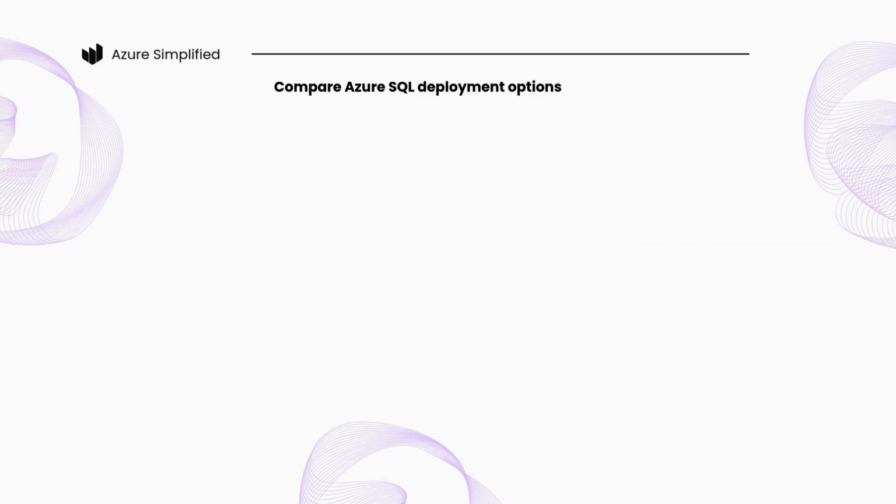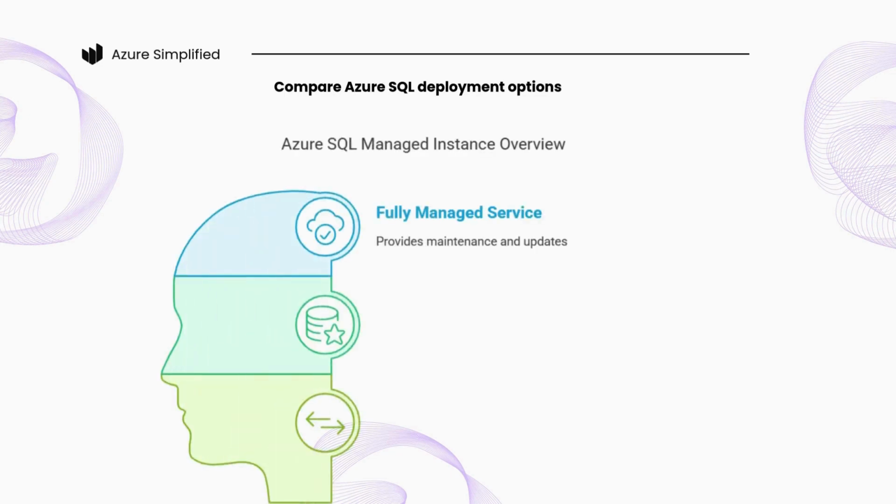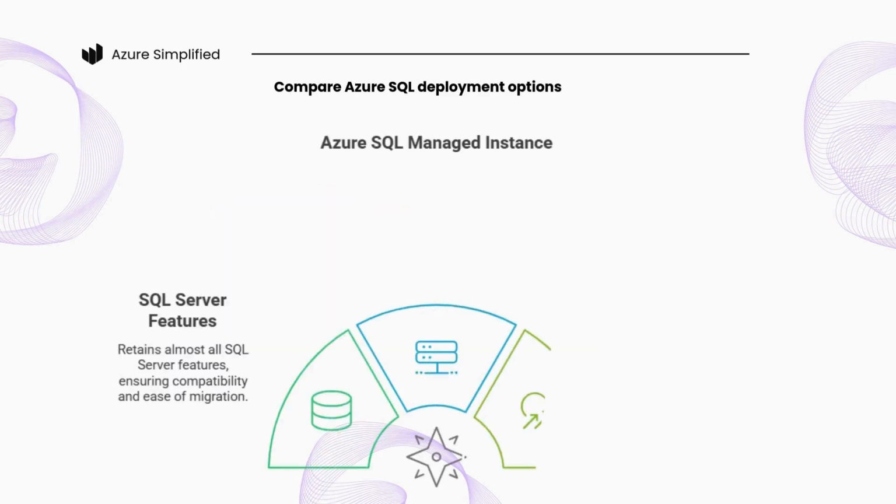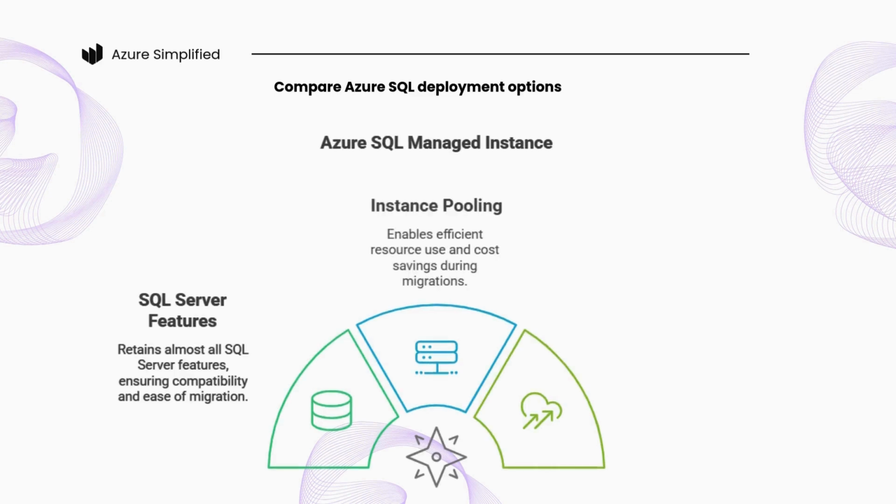Azure SQL Managed Instance, best for lift and shift migrations. What it is? A fully managed SQL Server platform as a service, PaaS, offering. Retains almost all SQL Server features, making it ideal for migrating existing on-premises databases. Key benefits: supports most SQL Server features, including SQL Server Agent and native virtual networks. Instance pooling for efficient migrations and cost savings. Best for companies migrating existing SQL workloads without needing to re-architect their applications.